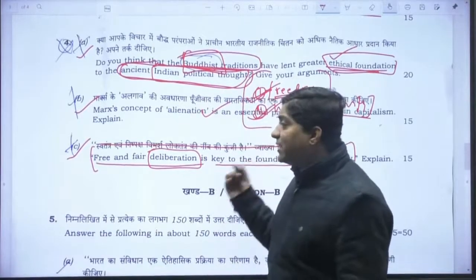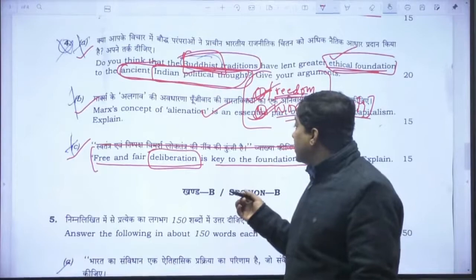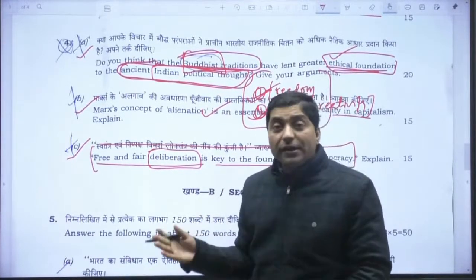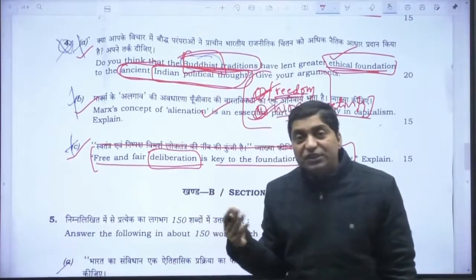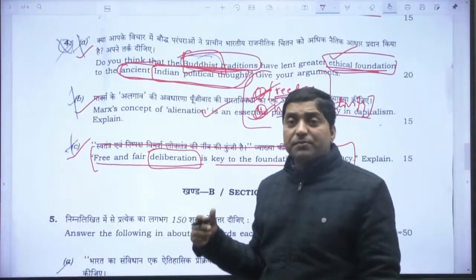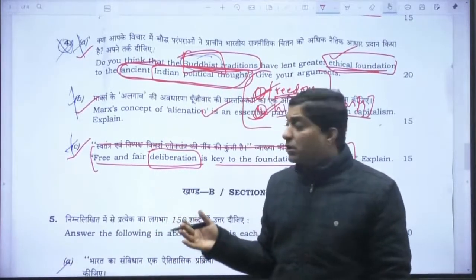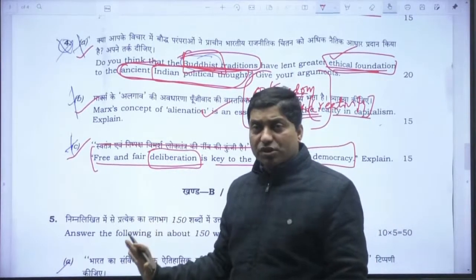Look at the ancient Athenian democracy, in which Aristotle talks about how deliberation, right, open deliberation, a deliberation based on freedom and fairness, a deliberation which is based on rationality, on logic, is very important for any democratic state.